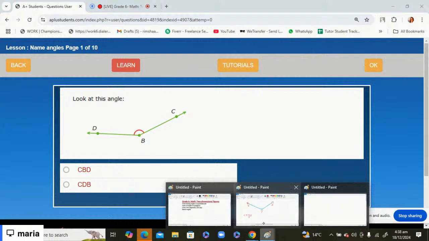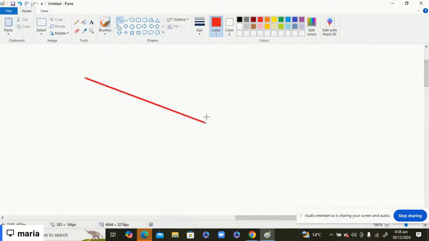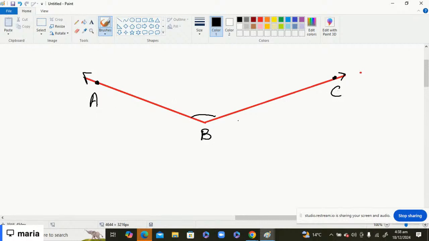For example, if there is a question given in this way, like this is the angle which is given. Okay, like here is some kind of angle. This is A, then B, and then C. You are going to move in the sequence. You are not going to move first this one, then this one, and then the middle. No, you're going to move in the form of sequence.